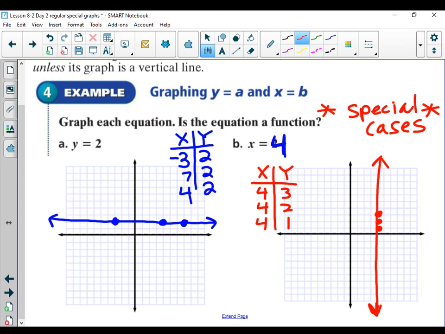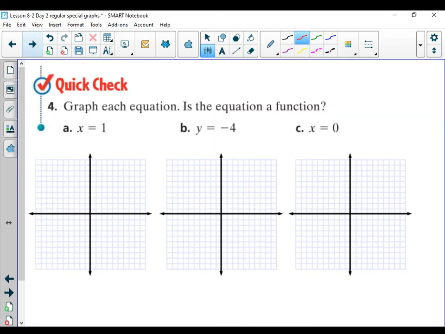There's a couple more very similar. So the bottom left one is telling us, make all of your x's 1. Ready, go.